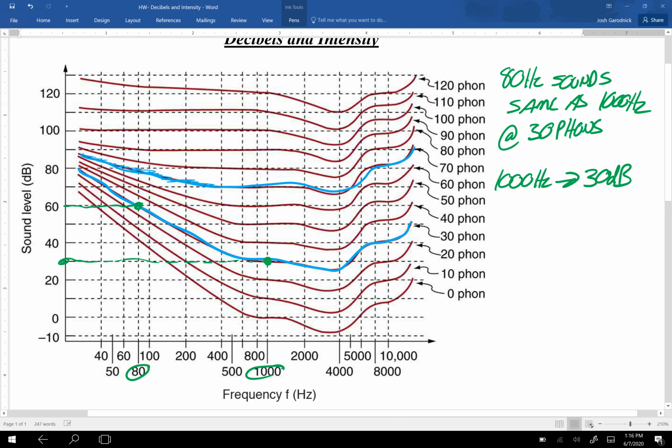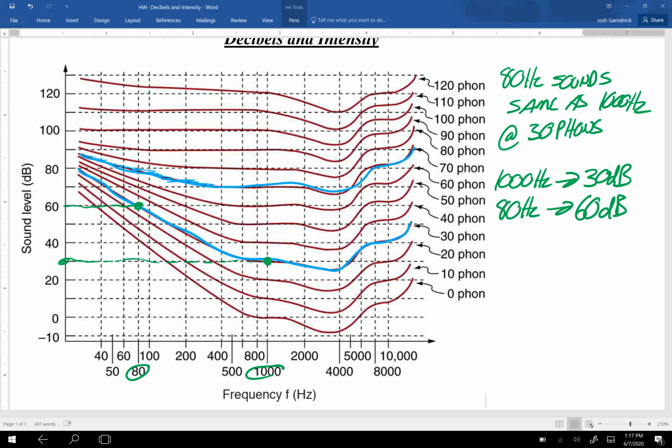Remember, that relates back to intensity, which relates back to power to create that sound. But for 80 hertz, if we want to hear that, we have to crank that puppy up to 60 decibels. Okay? And remember, decibels relates to intensity, which relates to power. So is it twice the power if we've doubled the decibel level? Please say no. It is not. So we're going to figure out how much more power is actually required to make that sound.